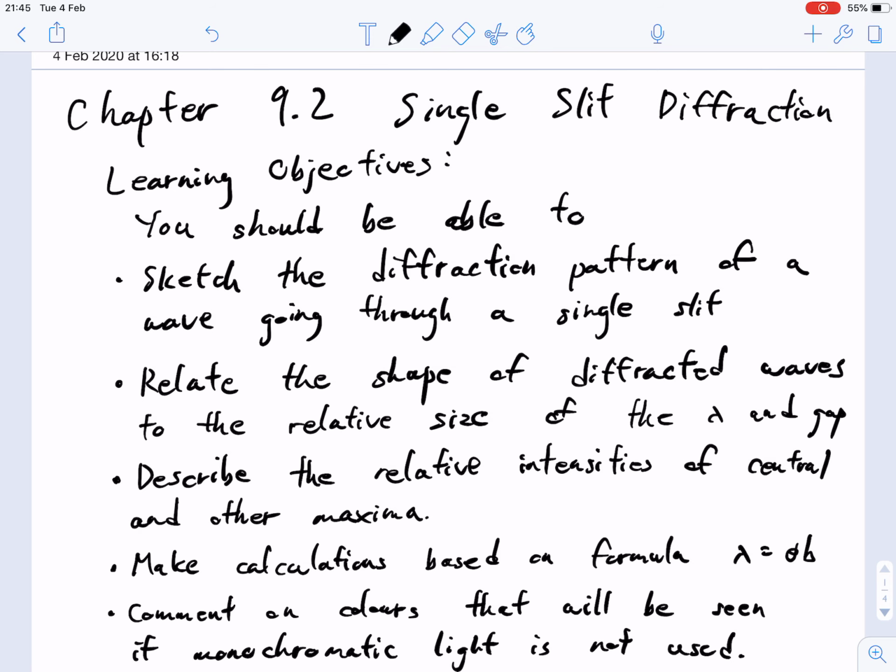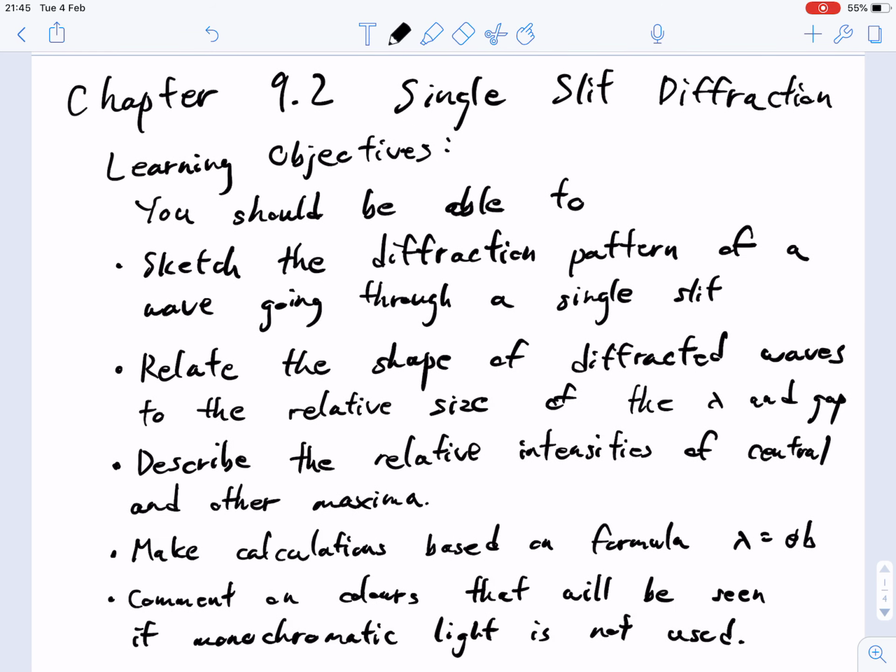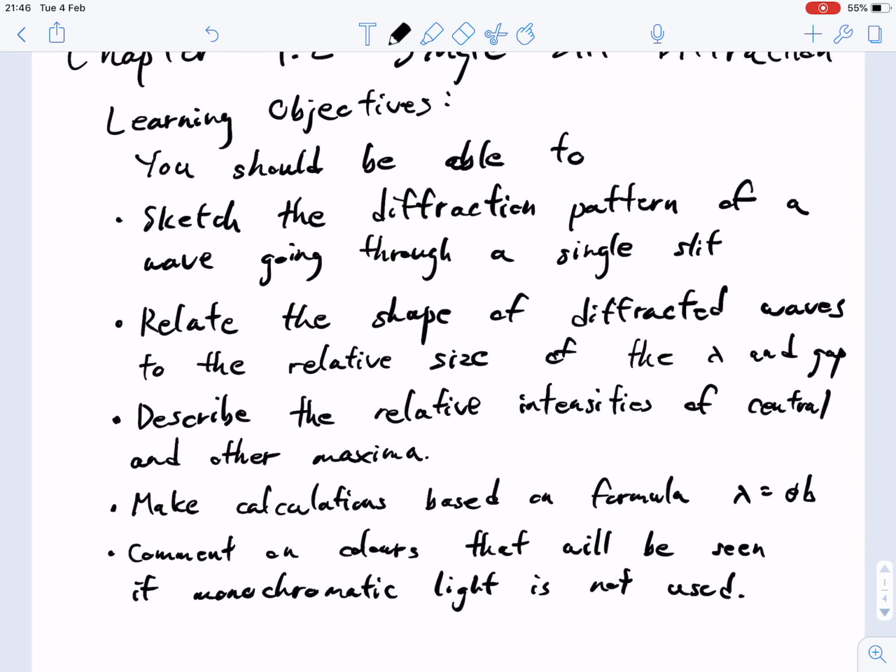This video is about Chapter 9.2, where we're going to look at single slit diffraction. And below, you can have a look at the learning objectives for 9.2. There really are not that many, and a lot of them are interconnected with each other. So our first learning objective is to sketch the diffraction pattern of a wave going through a single slit, and we'll have a look at that right away.